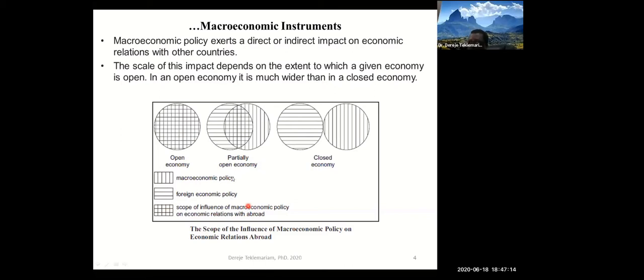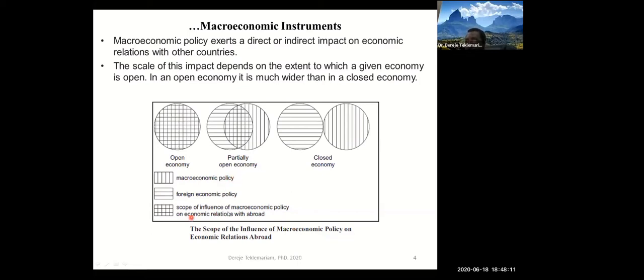So in the open economy, there is an interface between macroeconomic policy, which is the one drawn downwards, and the foreign economic policy. Normally the macroeconomic policy is designed in the context of the domestic economy. Indirectly or directly, of course, it will have an effect on foreign economic policy. In an open economy, there is somehow a uniform, balanced effect on foreign economic policy. If it is an open economy, the macroeconomic policy uniformly affects the foreign economic relation.